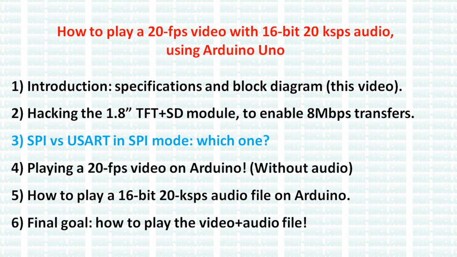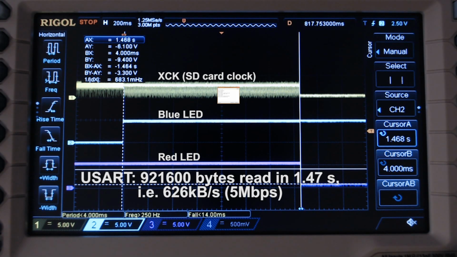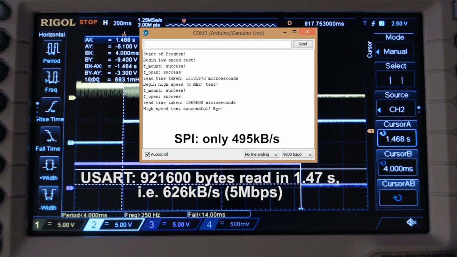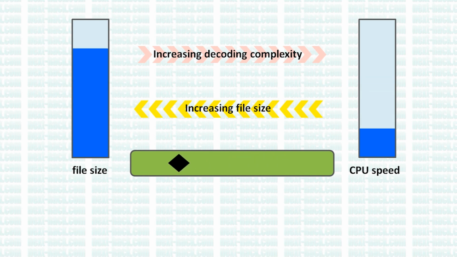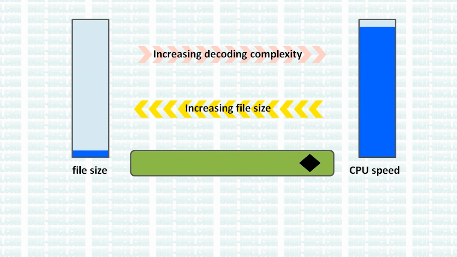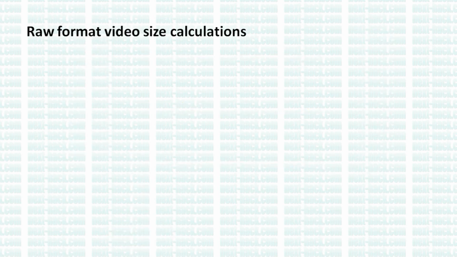Last time we analyzed the SPI and USART in SPI mode connections, and we showed that the USART allows for a much higher transfer rate. This was a crucial point. In fact, when dealing with videos, one must find a trade-off between computational power and bandwidth or memory usage. However, an Arduino Uno has almost no computational power to perform even the simplest on-the-fly decoding at 20 frames per second. Therefore, the video must be stored in the RAW format, i.e. without any compression.